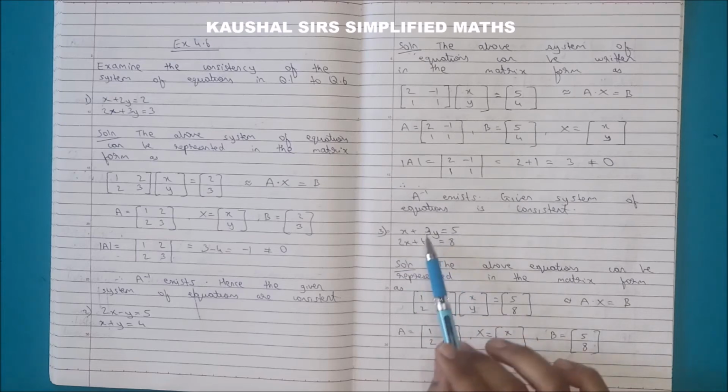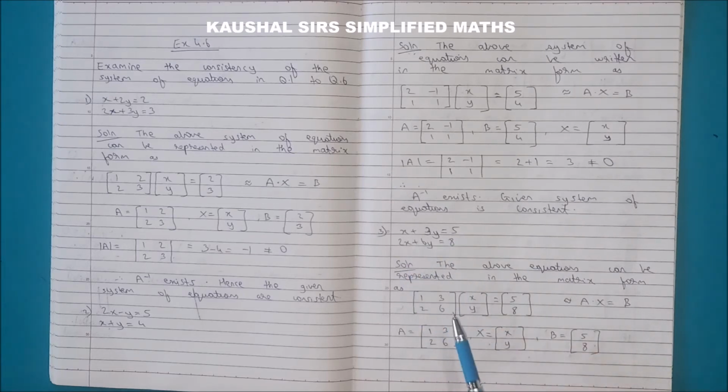Okay, coming to the third question. If you represent the above equations in the matrix form, so you get 1, 3, 2, 6 into x and y is equal to 5 and 8.